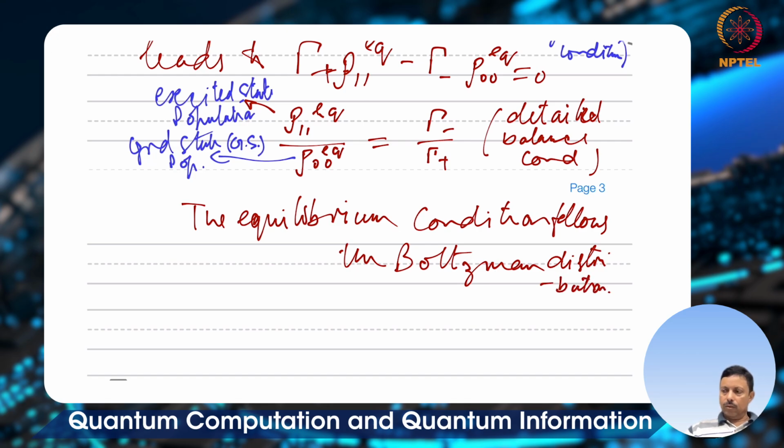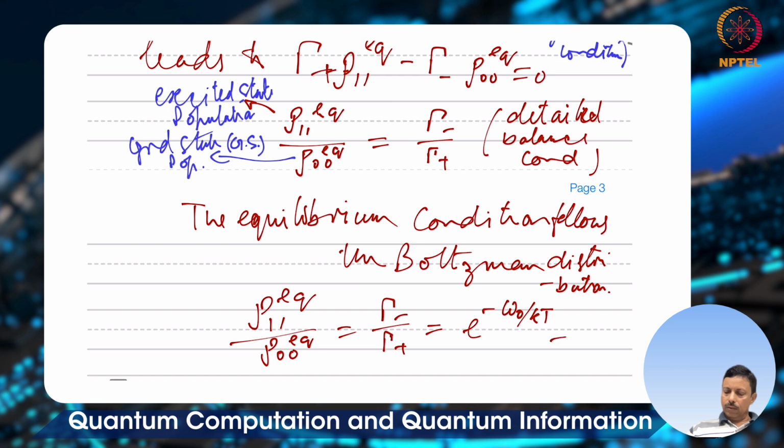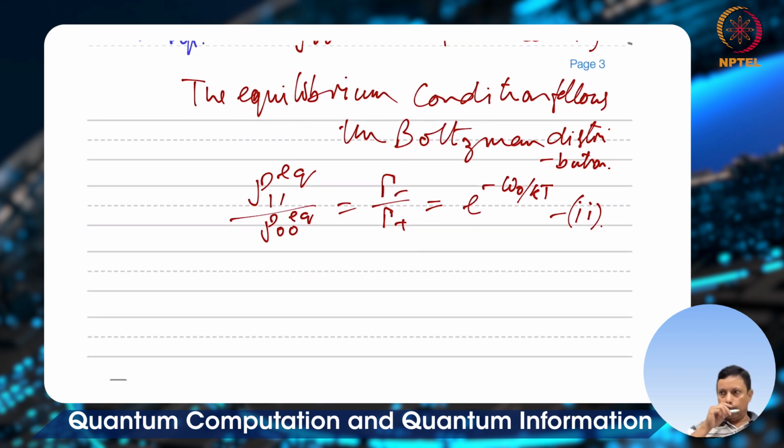Okay, so in other words, I have rho 1 1 equilibrium by rho 0 0 equilibrium equal to gamma minus by gamma plus, equal to e to the power minus omega naught by kT. So this is equation number 2. Effectively I am using h bar equal to 1. So now the boundary condition.